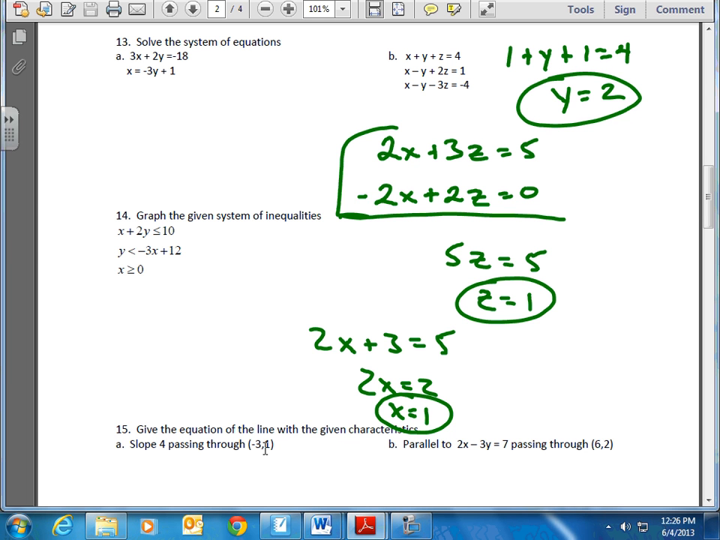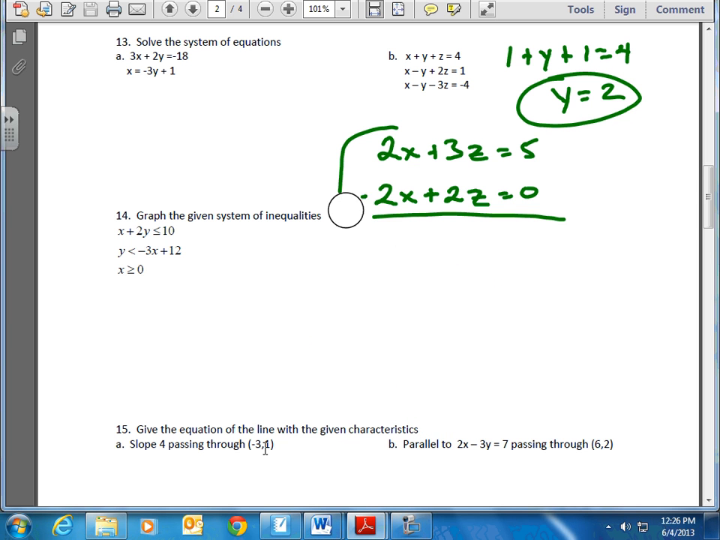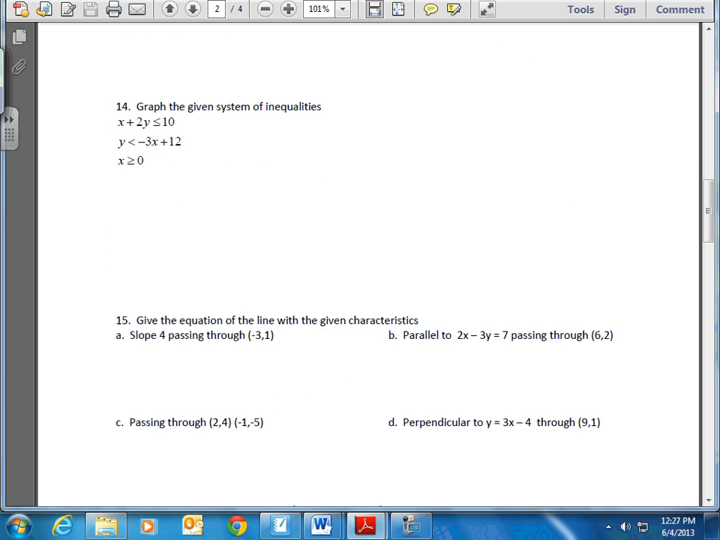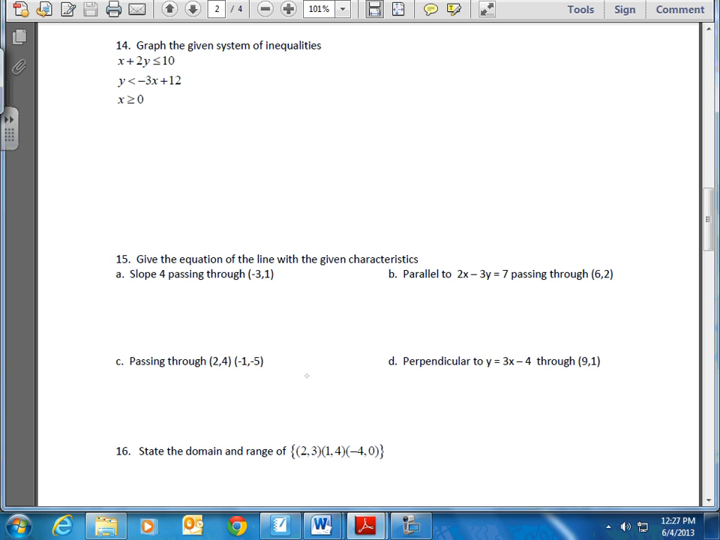Okay, question 14. Question 14, graph the system of inequalities. Going to use two techniques. Going to use the xy intercept technique and the y equals mx plus b technique.